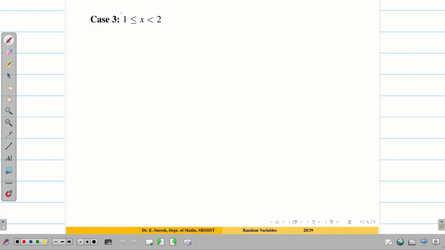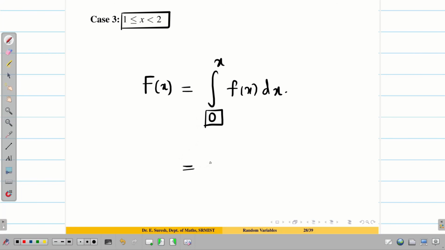Next, for the interval 1 to 2, here you should be very careful. Capital F of x means cumulative distribution function. I cannot find it simply from 1 to 2. Even though it is given as 1 to 2, we have to start with 0 and go up to x. Since my F of x is integral 0 to x of f of x dx, here my lower value is 0. So I have to split the problem as integral 0 to 1 of f of x dx plus integral 1 to x of f of x dx.